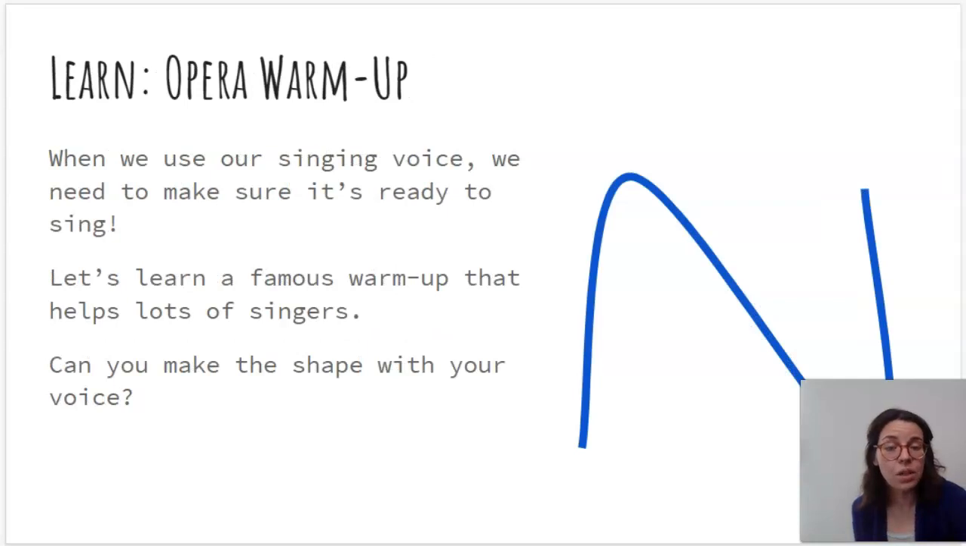Just like an opera singer, we are going to use our singing voice. We're going to learn a short warm-up that we'll use in our music class. When we use our singing voice, we need to make sure it's ready to sing. We're going to learn a famous warm-up that helps lots of singers. We're going to make the shape we see on the page with our voice. So when the line starts low, our voice will start low. And when the line moves higher on the page, so will our voice.